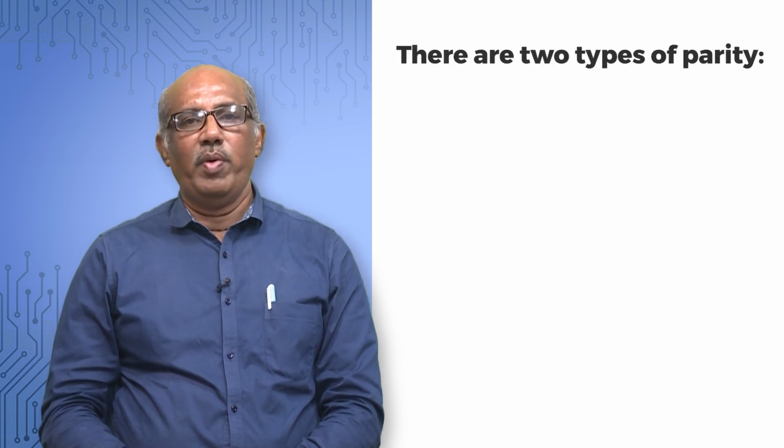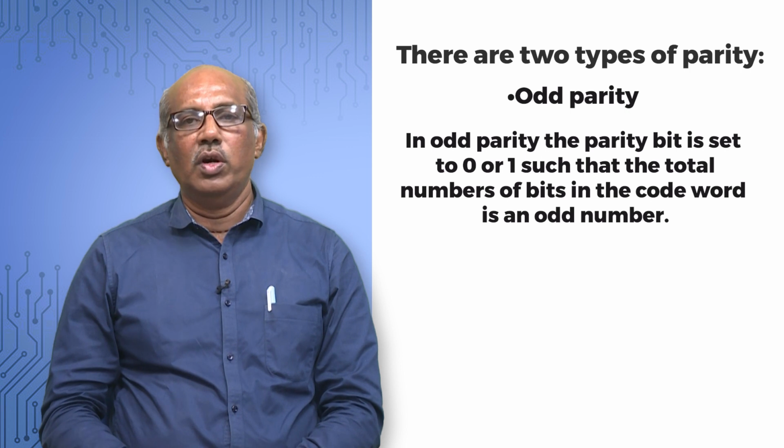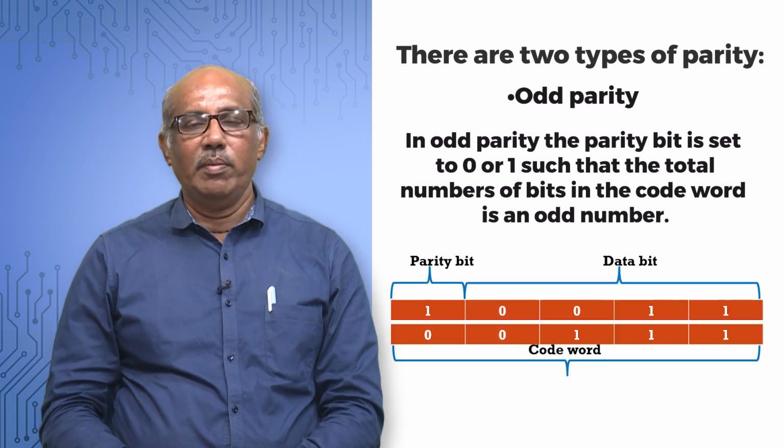There are 2 types of parity. One is the odd parity. In odd parity, the parity bit is set to 1 or 0 such that the total number of ones in the code word is an odd number. So, we have the data word, that is the data bits 0, 0, 1, 1. Now how many ones are there in the data word? There are only 2 ones, that is an even number. To make it an odd parity, in the parity bit we will add a bit value 1. Therefore, the total number of ones is 3.